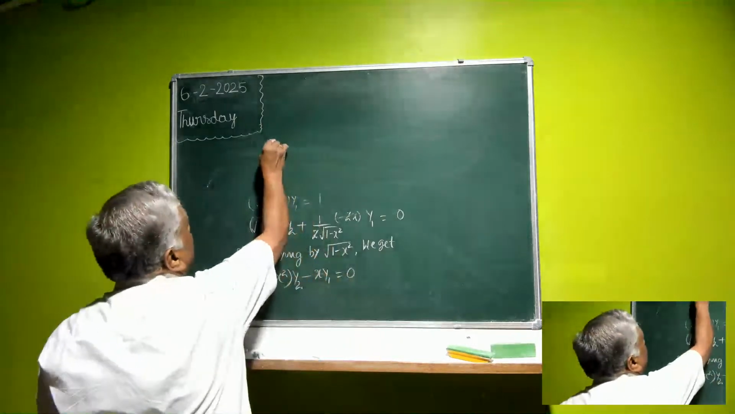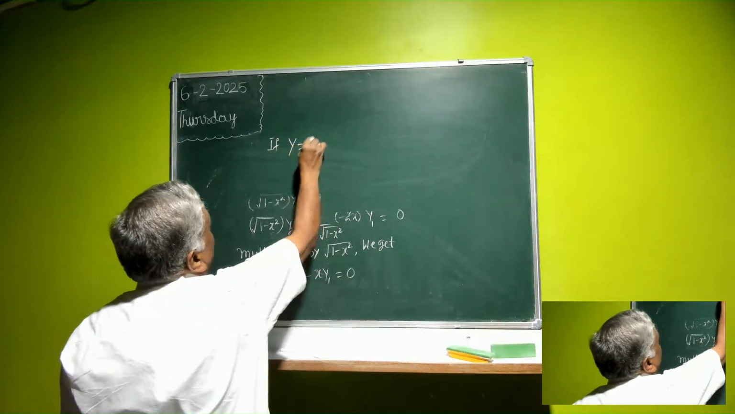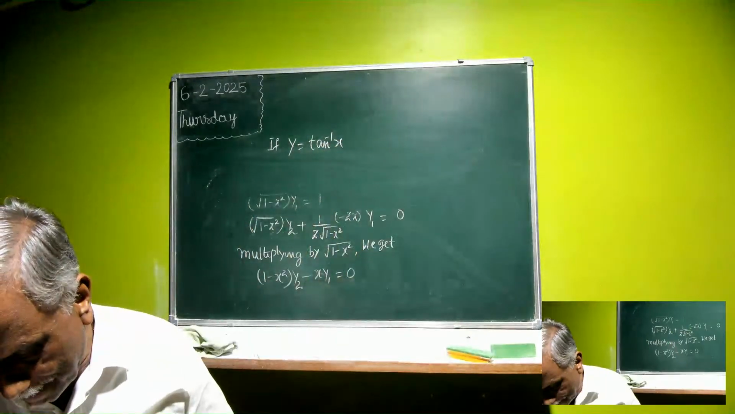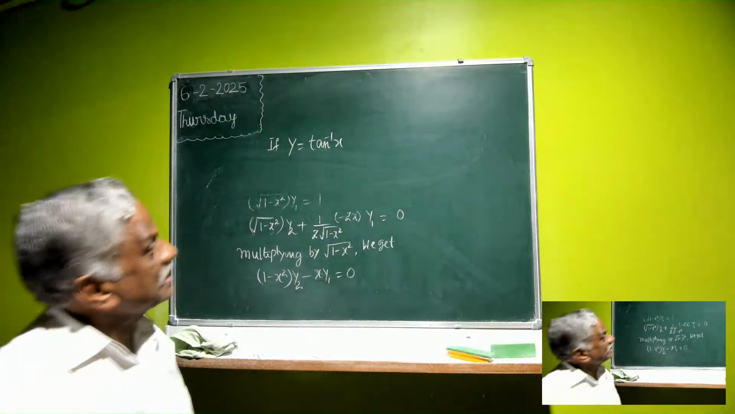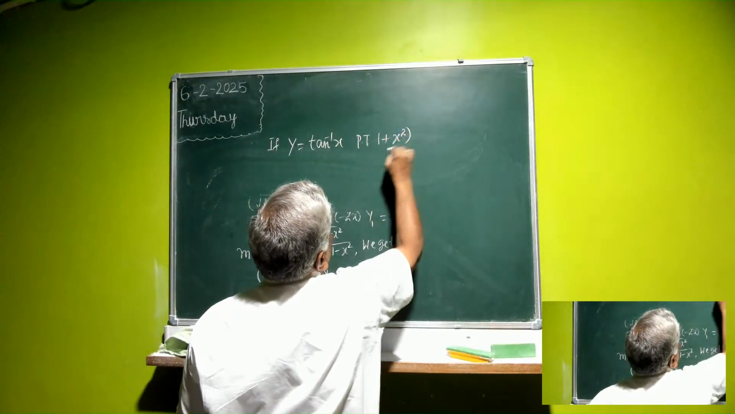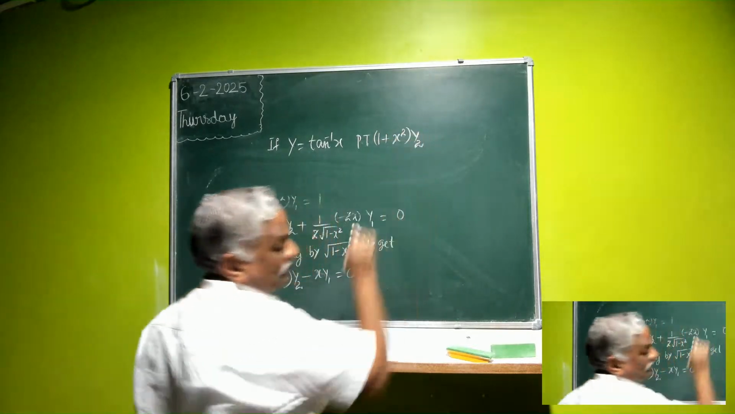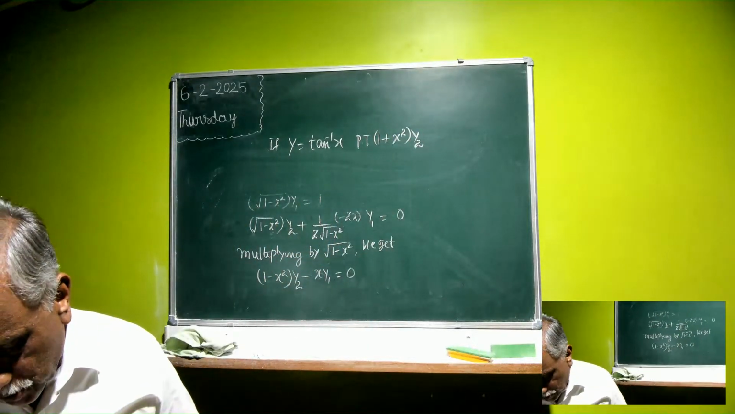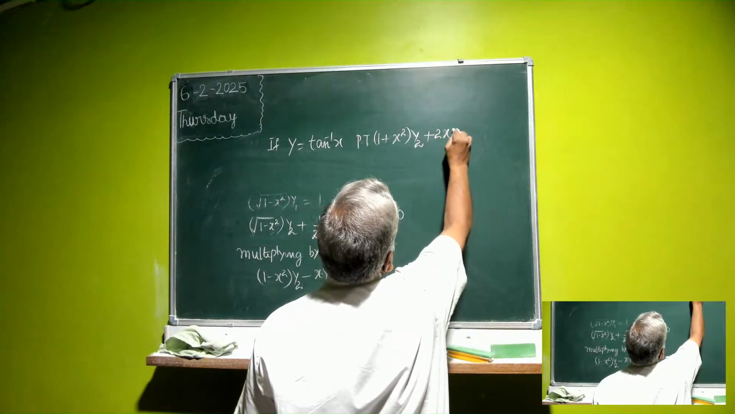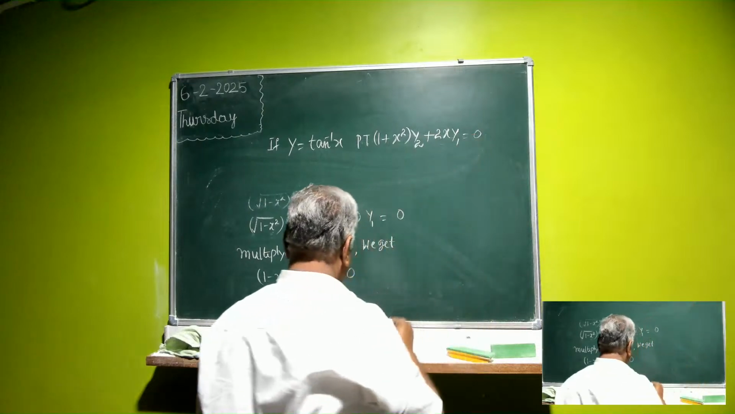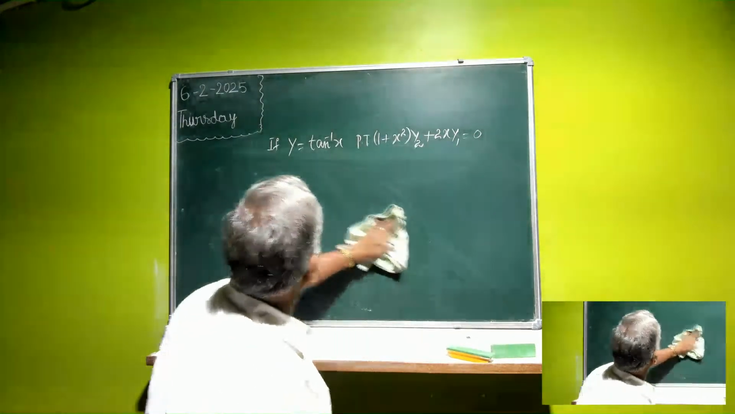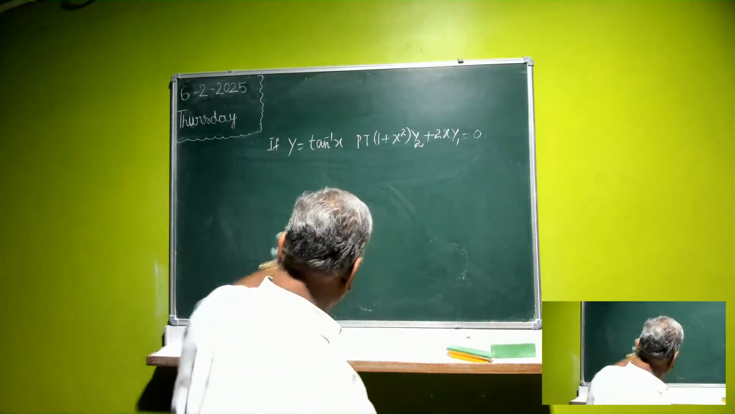If y is equal to tan inverse x, prove that (1 plus x square) y2 plus 2x y1 equals 0. These are all problems which have been asked in the examination a number of times. Very simple, it carries 3 marks. You get the answer in just 3 steps only.